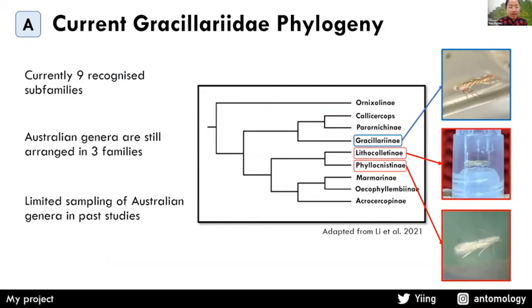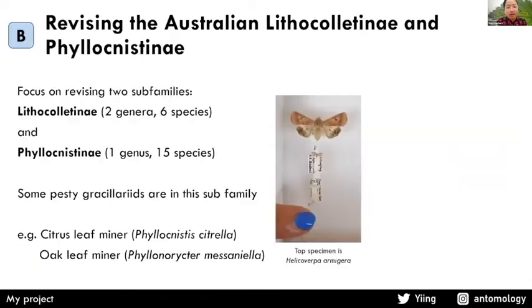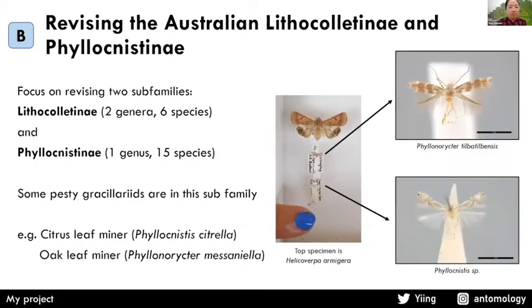So to reiterate, that phylogeny has 9 current subfamilies, and I'll be focusing on the Litocoletinae and the Phylloxanistinae. Overall, I'll be using the ANIC collection to take tissue from specimens and use them to create a new tree. The subfamilies I'll be targeting were chosen because they're a little bit more manageable. There are only a few genera in the 2 subfamilies, but that's likely to change. There's a lot of unidentified stuff, so I think there'll be a few more in the end.